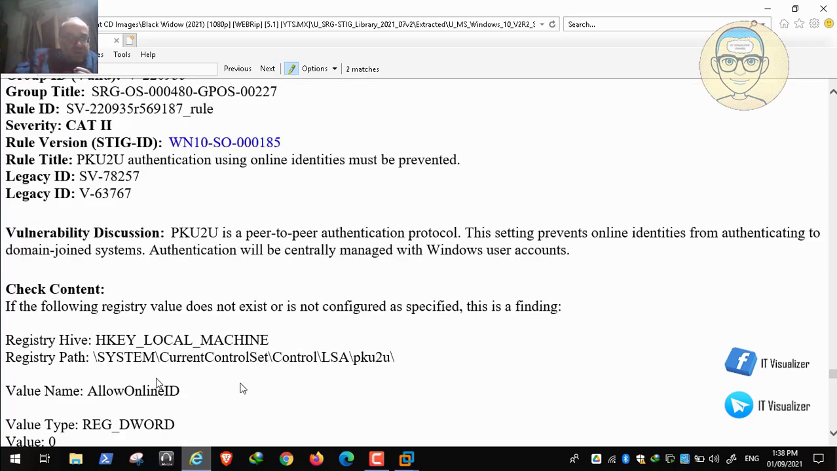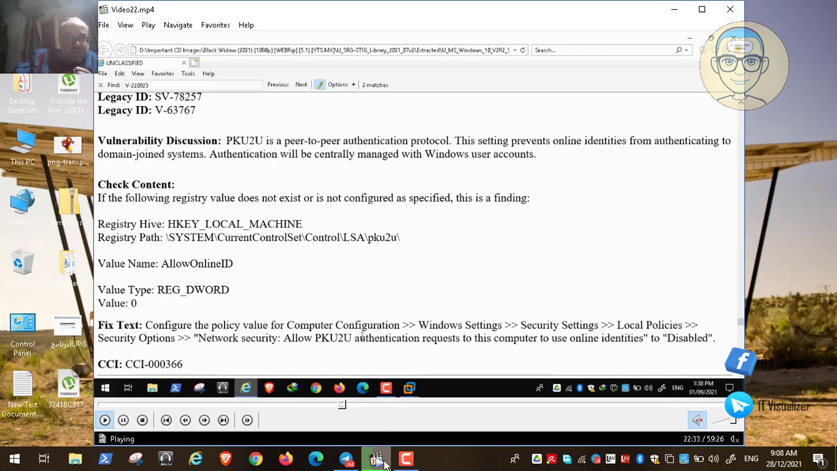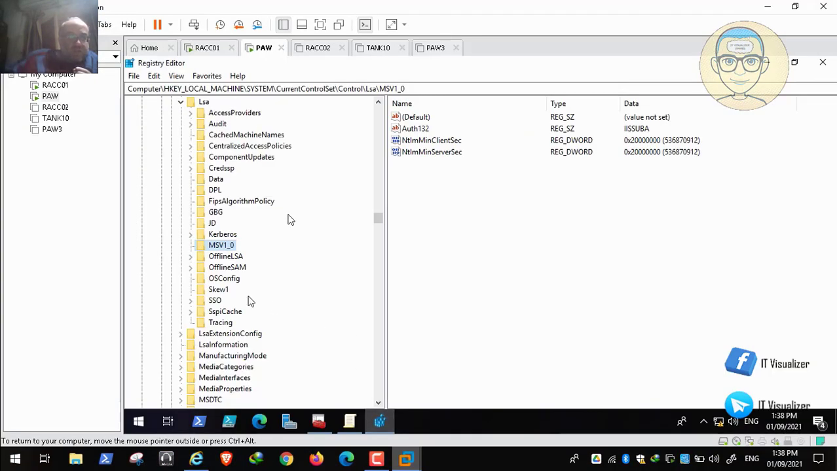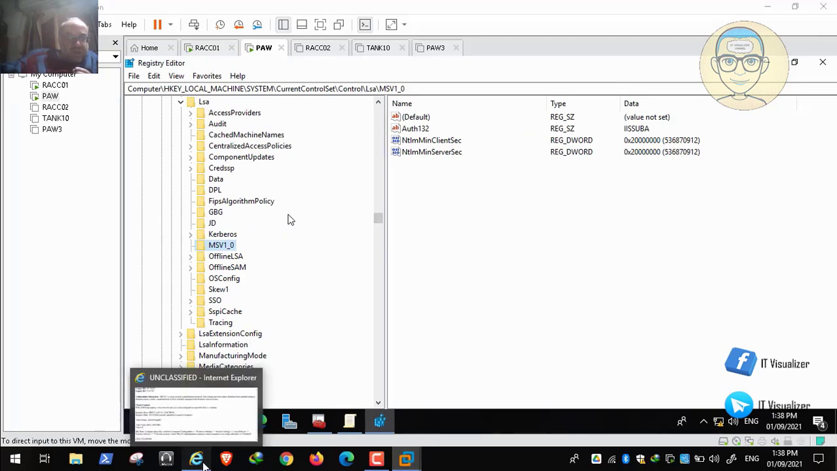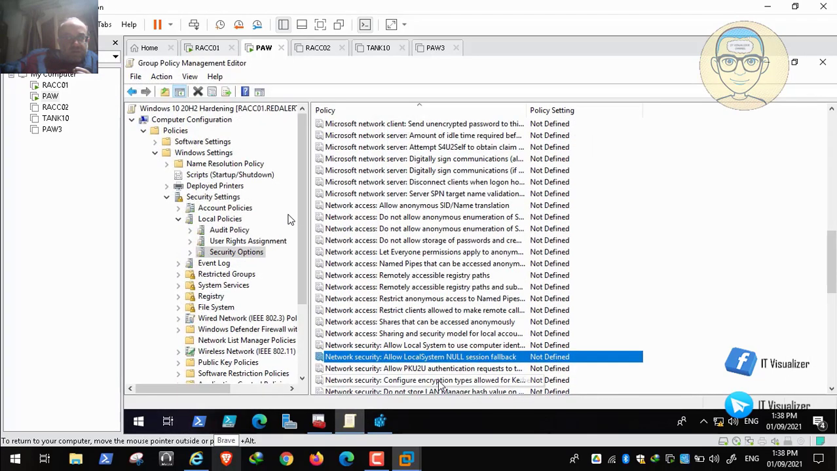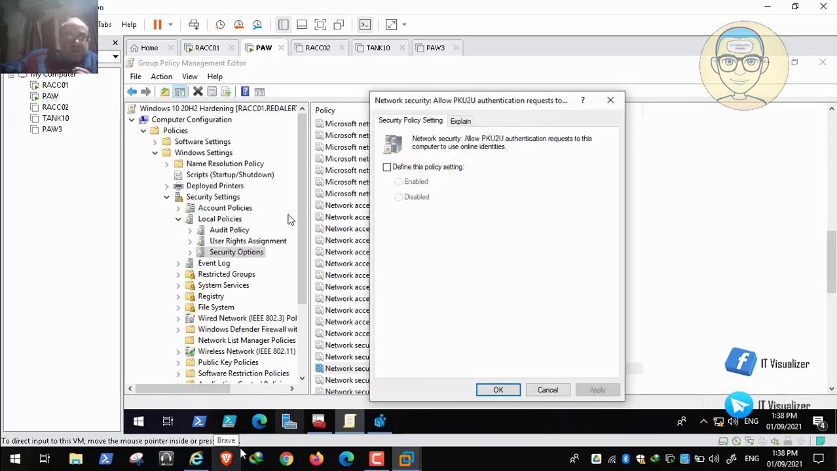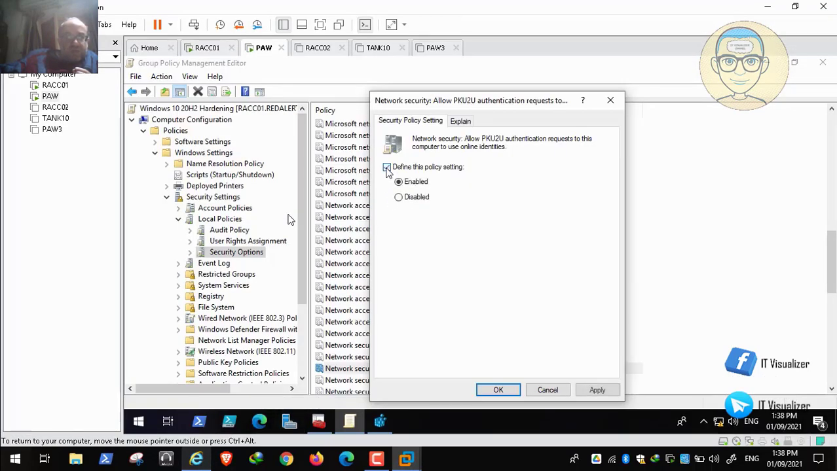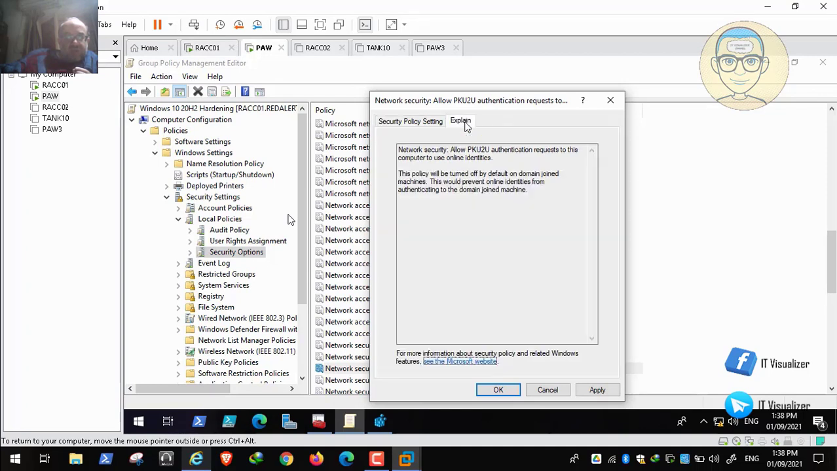We need to see the registry. So I think you need to see something here, guys, about the time. Let us make sure that, oh, it's 1 hour. Okay, so I think we will stop at this minute or less anyway. So we'll go and allow authentication for PKU2U. This is something we need to disable. Explanation: online identities for authenticating to the domain joined machine.